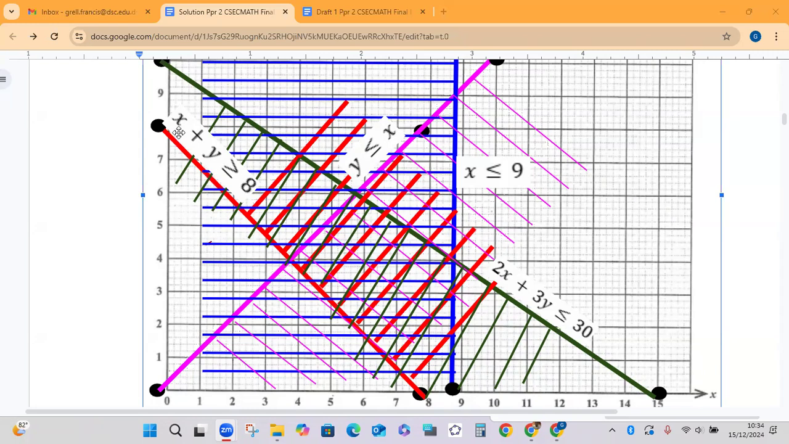So let's start with this one. It says x plus y is greater than or equal to 8. So we have to shade upwards, because when you add x plus y, you're supposed to get a number greater than 8. Remember, this is the line x plus y equals 8. So x plus y greater than or equal to 8 has to be upwards. That's why the red lines are going upwards. This one says y is less than or equal to x. Remember, this is the line y equals x. So for y to be less than x, we have to shade downwards. That's why you have the purple line going downwards.